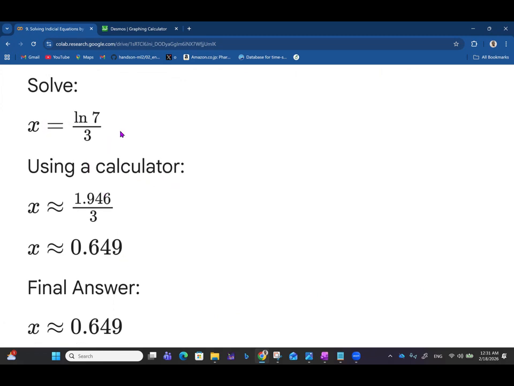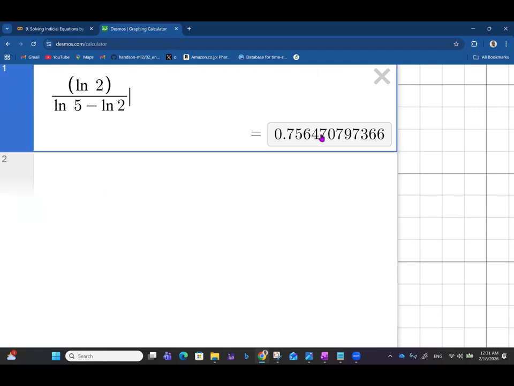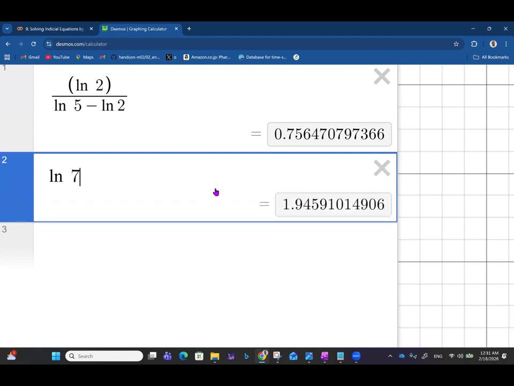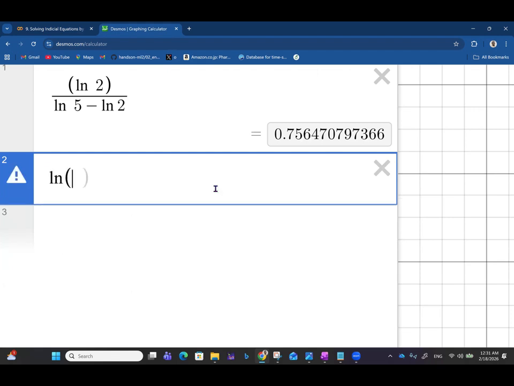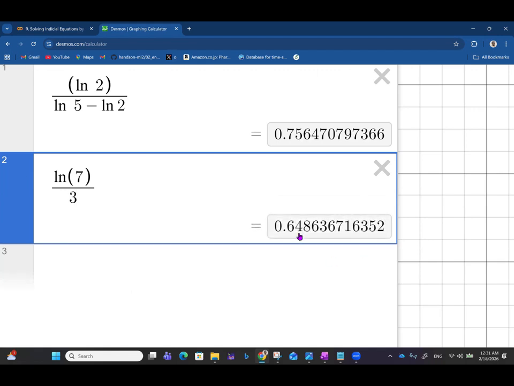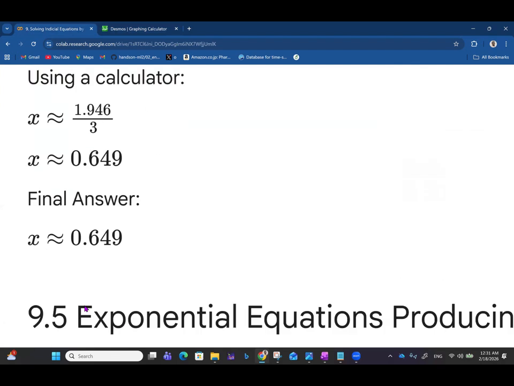If you use a calculator, ln 7 is approximately 1.946, divided by 3, you get approximately 0.649, and the answer is approximately 0.649. So you have ln 7 over 3, right? Maybe it's better to do ln 7 first, then I can divide by 3 easily. Yeah, I think it's better this way. So that's 0.649 approximately, and that's exactly what we have around here.